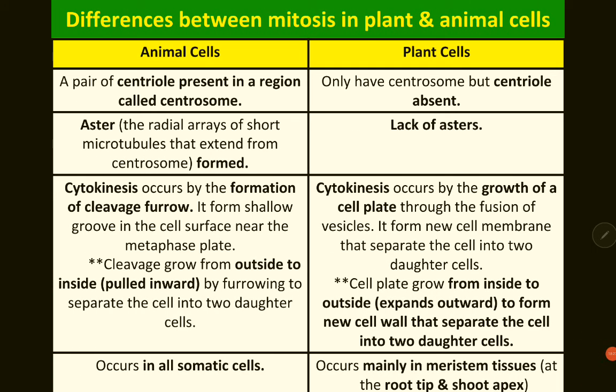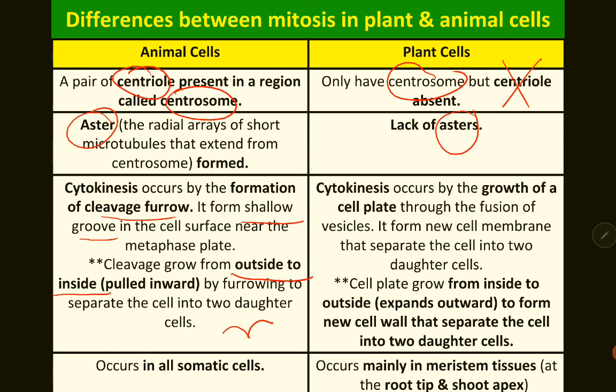While for the differences between mitosis in plant and animal cells, the animal cell has the centriole present in the region called the centrosome, while the plant cell does not have a centriole, it only has the centrosome. Due to the centriole, they form the aster. So the plant cell does not form an aster. Cytokinesis in the animal cell forms the cleavage furrow, a shallow groove in the cell surface. Cleavage grows from outside to inside.